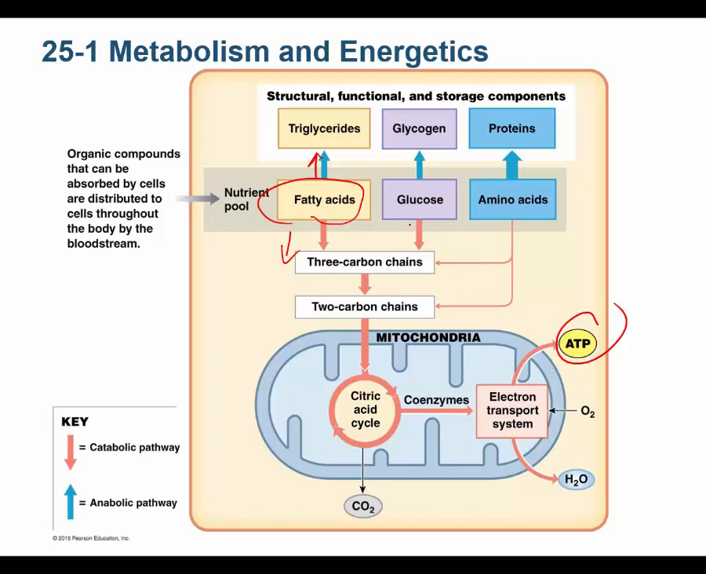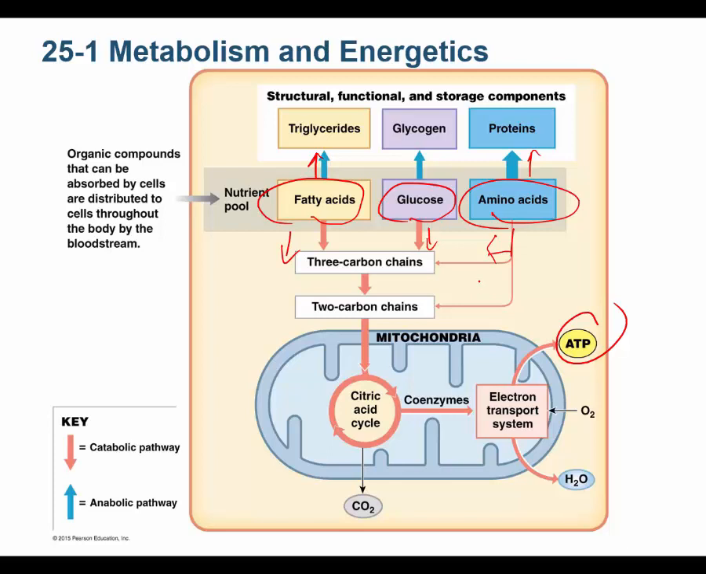Likewise, glucose is the monomer of polysaccharides. In animals, that's glycogen. In plants, that's starch. So the glucose could go through anabolic pathways and be converted to glycogen, or it could go through catabolic pathways and be burnt into CO2 and water, and you generate ATP. Amino acids can go through anabolic pathways and be converted into proteins, or they could go through catabolic pathways and you could burn them and generate ATP.